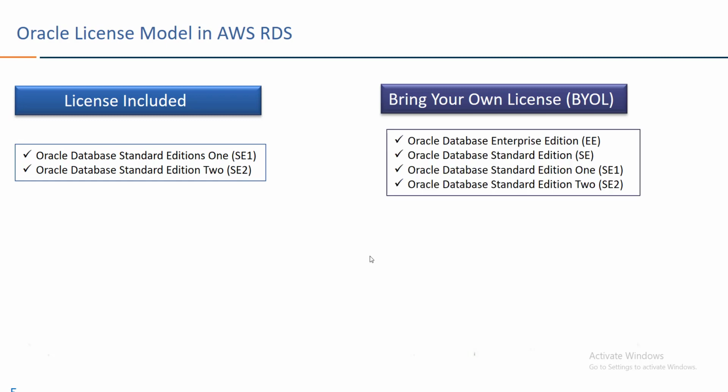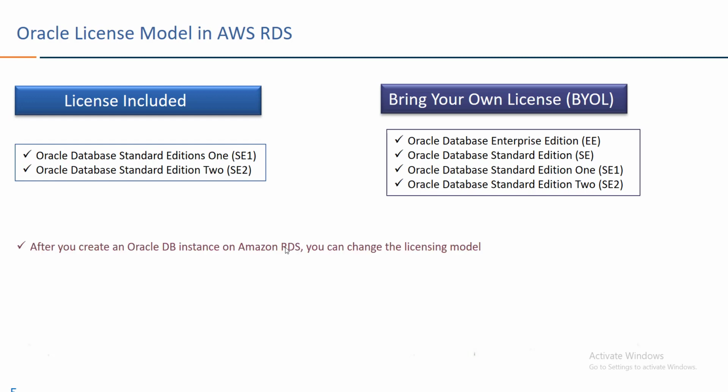Bring your own license means that if you have a license for Standard Edition 1, Standard Edition 2 or Enterprise Edition, whatever, you can use it. If you choose Standard Edition 1 or 2, the license model option will let you choose either license included or bring your own license. But if you choose Enterprise Edition, the option will not come. It automatically uses bring your own license. They will not allow anything to be updated there.